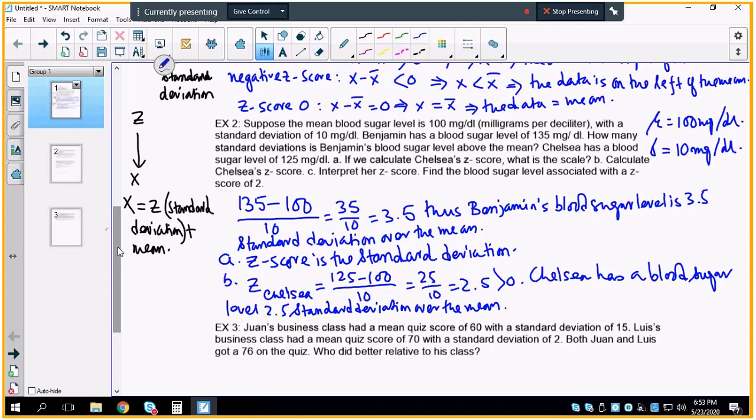Find the blood sugar level associated with a z-score of 2. So now you know the z-score, and you are going to find the blood sugar level associated with it. So z is equal to 2. That means x will be equal to z times the standard deviation, remember, that's 10, plus the mean, which is 100. So it's 20 plus 100. That means it's 120 milligrams per deciliter. Answers my question.